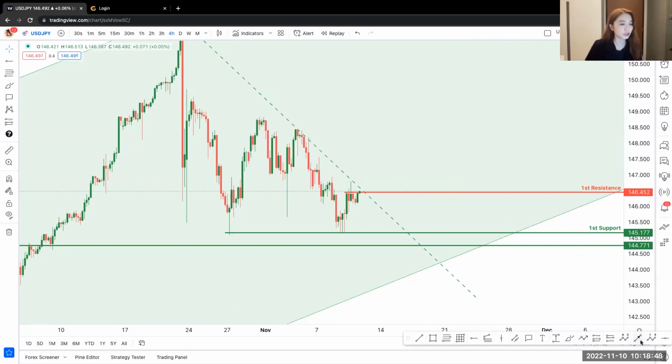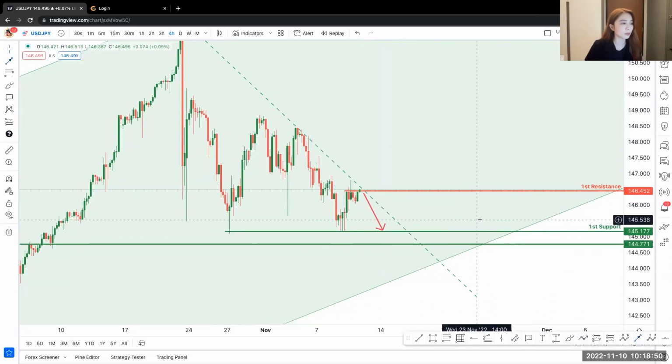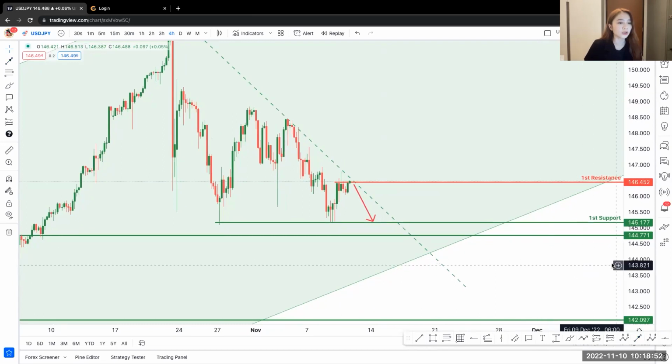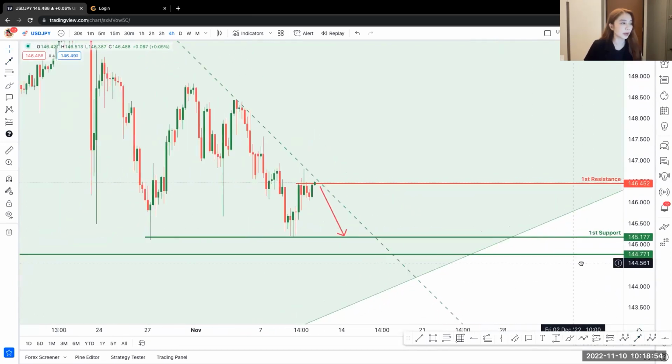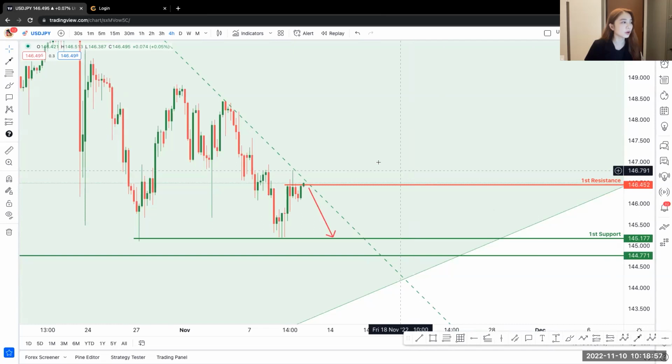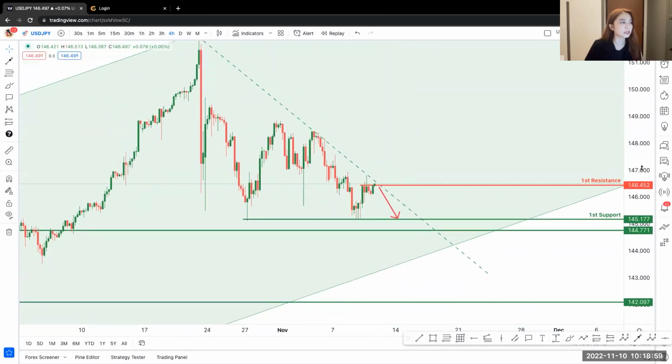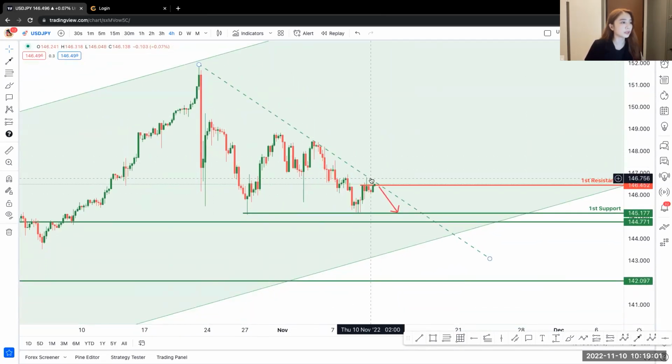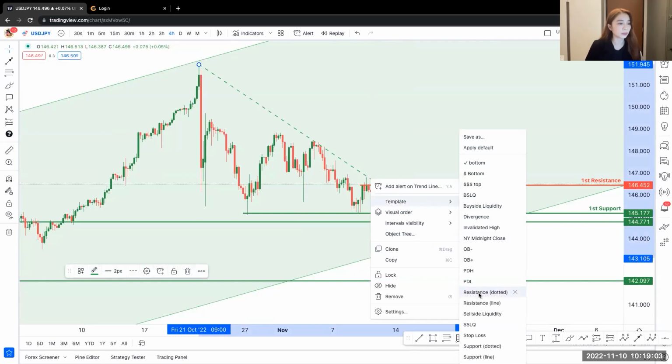Okay, we are actually looking at a small drop over here for USD JPY. All right, however, we must be sure that price must drop down from the trend line, the descending trend line that we are looking at. If it's not dropping down, then we will have to take a look at the possibility of a breakthrough, which is a bounce from the support.